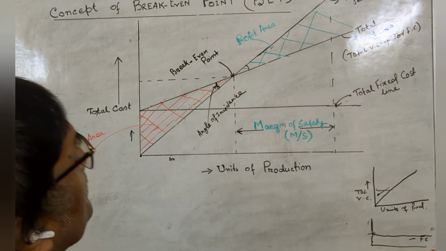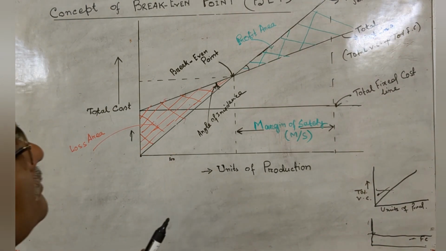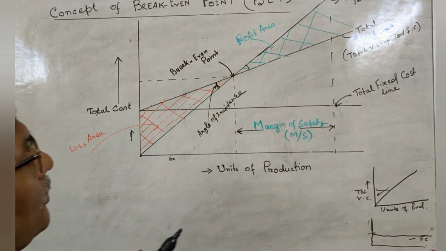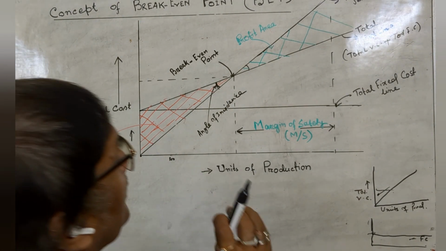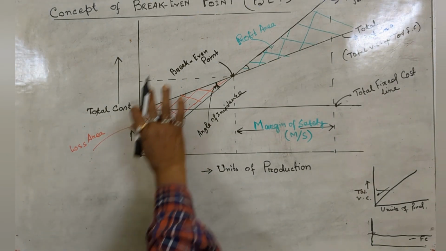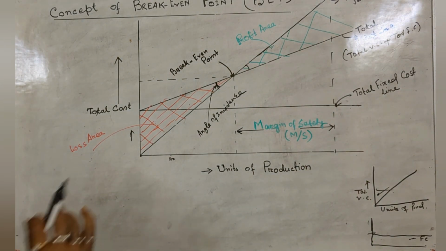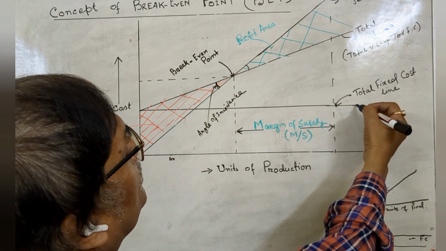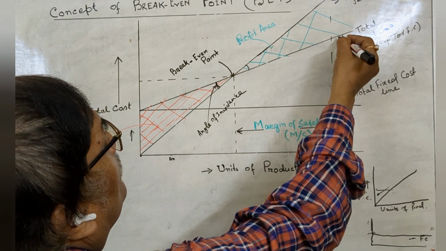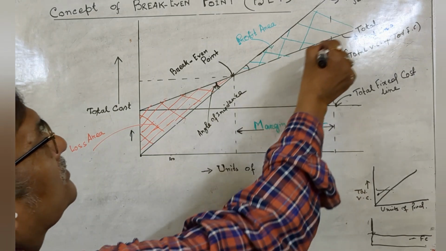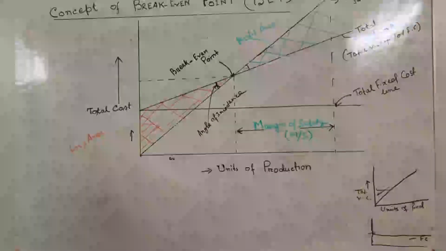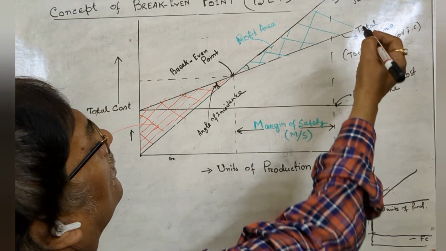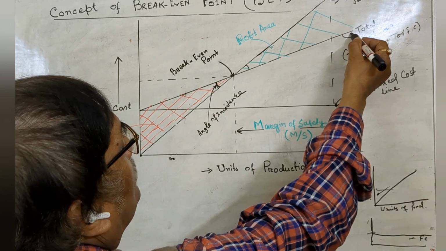One thing I would like to mention here is that the basic assumption is that we have segregated the semi-variable cost into two components, purely fixed cost and variable cost. That's why in this picture, in respect of cost, we have shown that this is the total fixed cost line and this is the total cost line where variable cost is included, but there is no semi-variable cost.